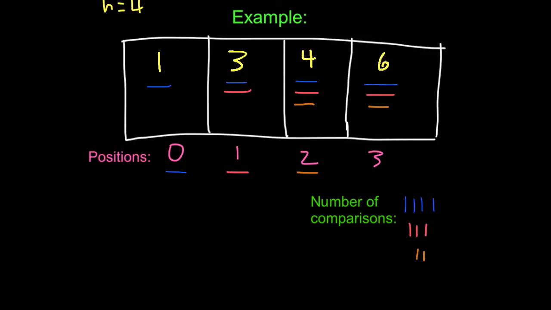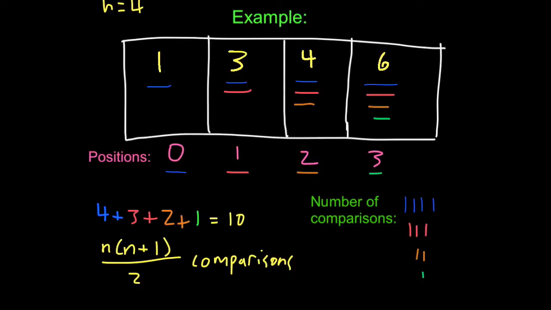Continuing on with the procedure, we're going to find the minimum value from position 3 onwards, and that's going to take 1 comparison. And now the list is sorted. So you can see that we made 4 plus 3 plus 2 plus 1 comparisons. This will amount to 10 total comparisons. And we want to see that this is consistent with the formula that we found earlier, that selection sort will make n times the quantity n plus 1, divided by 2 comparisons.